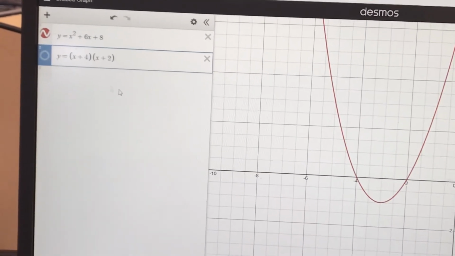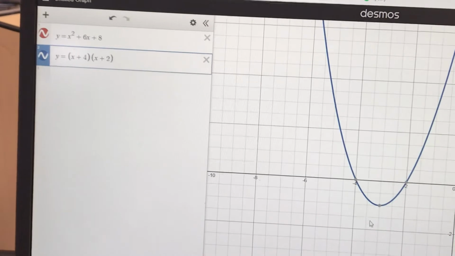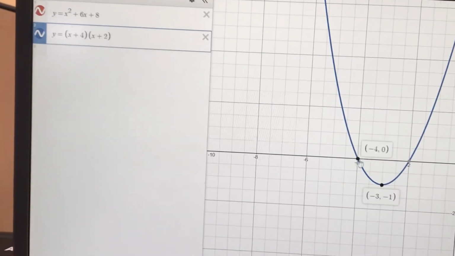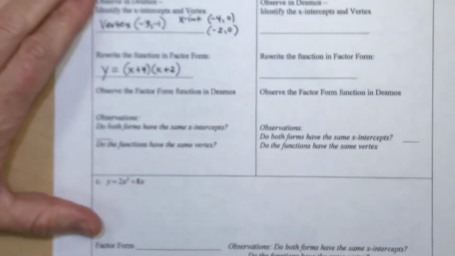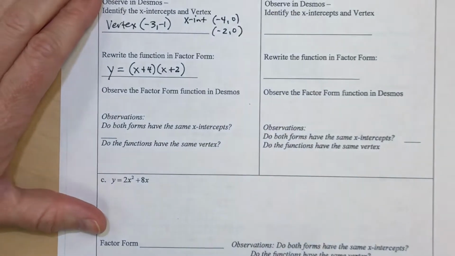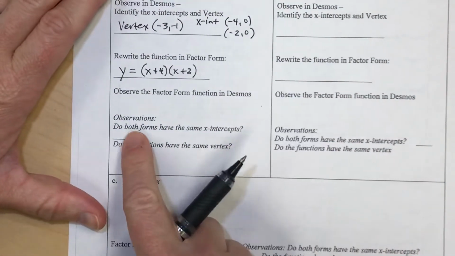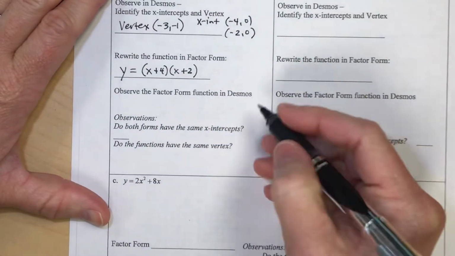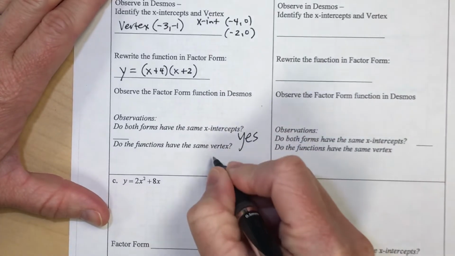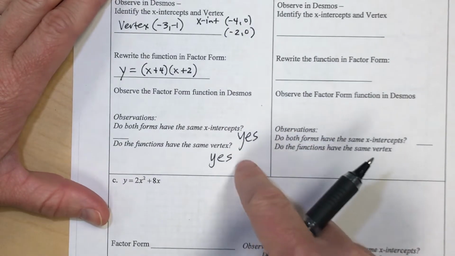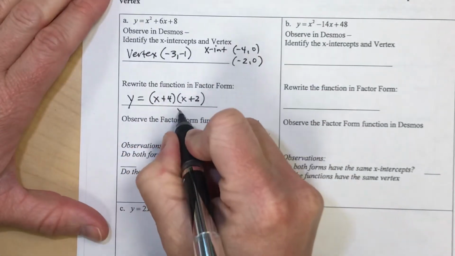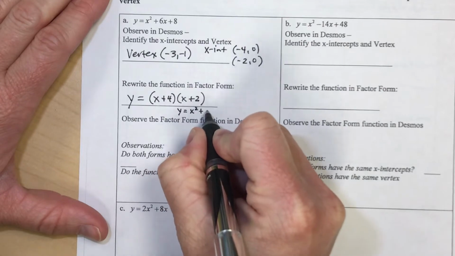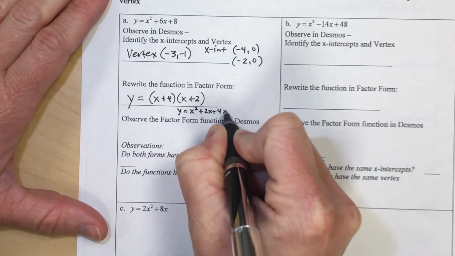Just as an observation, you'll notice that factored form and standard form produce the same picture. Back on our notes paper, it says observe factored form function in the Desmos application, which is what we did. Do both forms have the same x-intercepts? The answer is yes. How about the same vertex? Again, yes, they are the same picture, because if you were to multiply this out, you'd have y equals x squared plus 2x plus 4x plus 8.